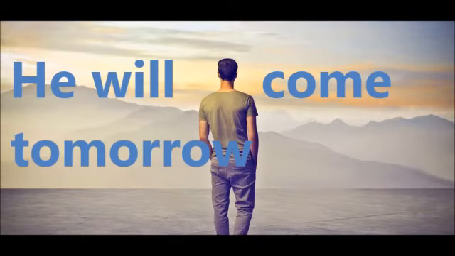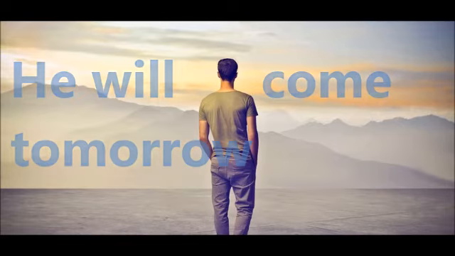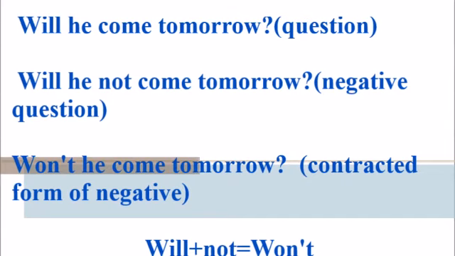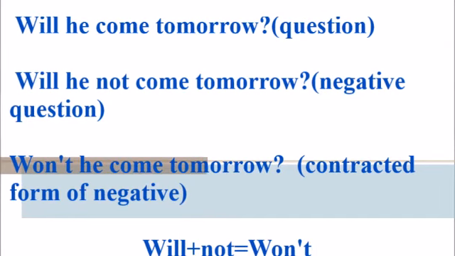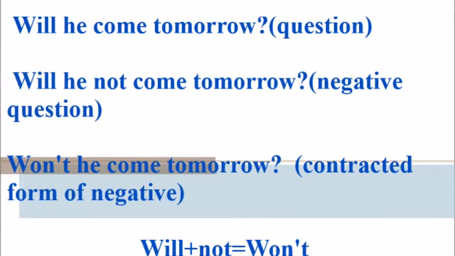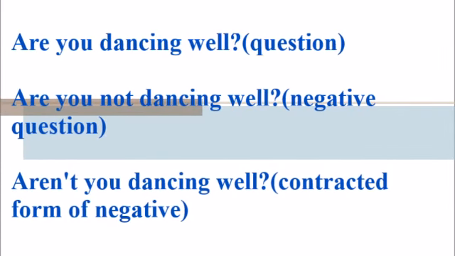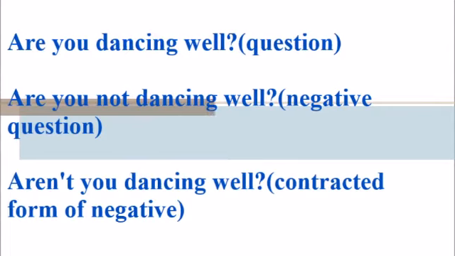Now the next example. He will come tomorrow. Will he come tomorrow? Will he not come tomorrow? Won't he come tomorrow? Will plus not is equal to won't. Next, you are dancing well. Here again we have a helping verb. Are you dancing well? Are you not dancing well? Aren't you dancing well?